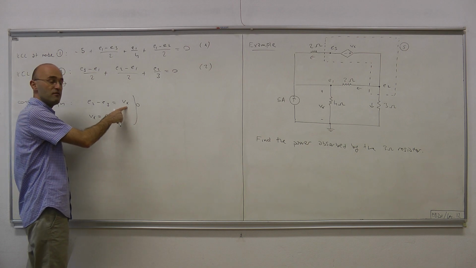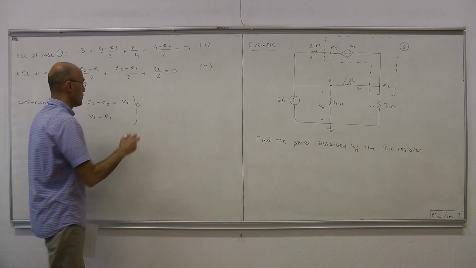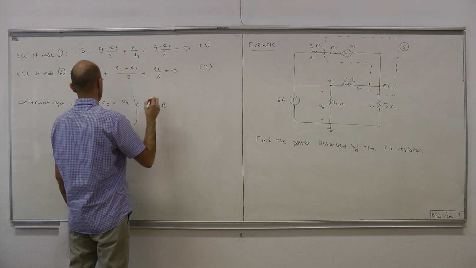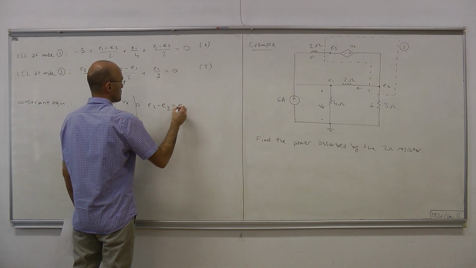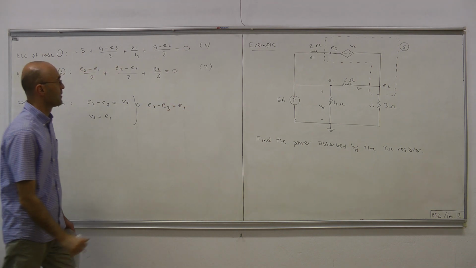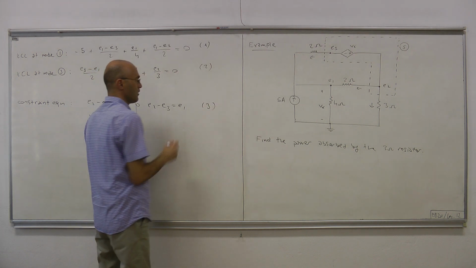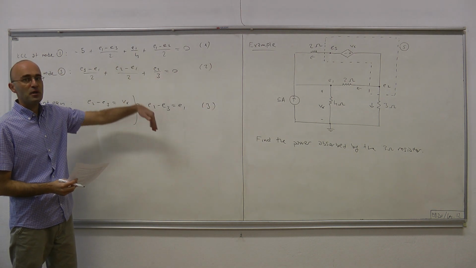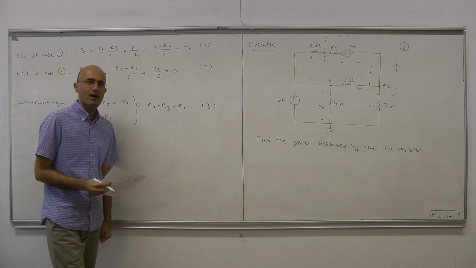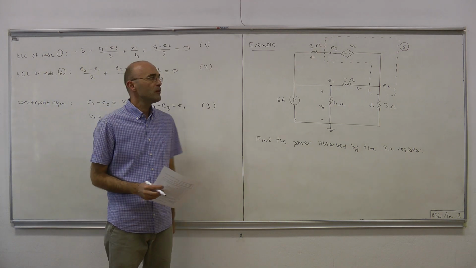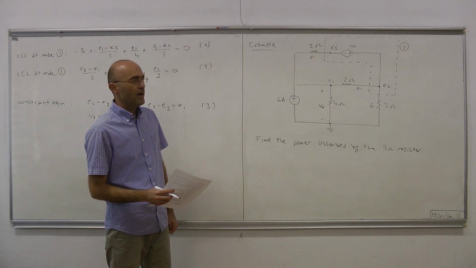So we substitute this Vx by E1. So what we have here is E2 minus E3 equals E1. That's our third equation. Okay. Now we have three equations, all in terms of our formulation variables. Therefore, we're ready now to find the answer.